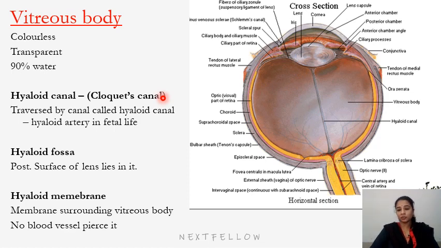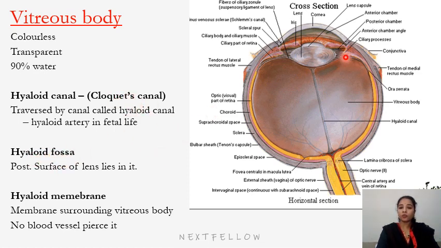Next, about the vitreous body, which is present posterior to the lens. The vitreous body is traversed by an empty canal called the hyaloid canal, and it contains 90% water. It is a colorless, transparent, thick fluid, a little denser than aqueous humor. The hyaloid canal is traversed by the hyaloid artery during fetal life, which degenerates before birth, and it is also called Cloquet's canal.